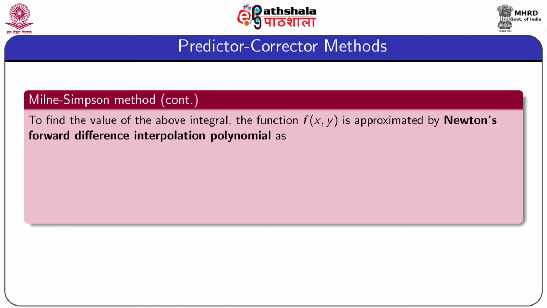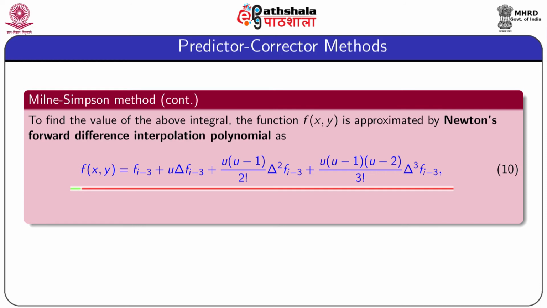That means the function f of x, y is approximated by Newton's forward difference interpolation polynomial as f(x, y) equal to f_{i-3} plus u into Δf_{i-3}, where Δ is the forward difference operator, plus u(u-1)/2! into Δ²f_{i-3} plus u(u-1)(u-2)/3! into Δ³f_{i-3}, where u equal to (x minus x_{i-3}) by h.